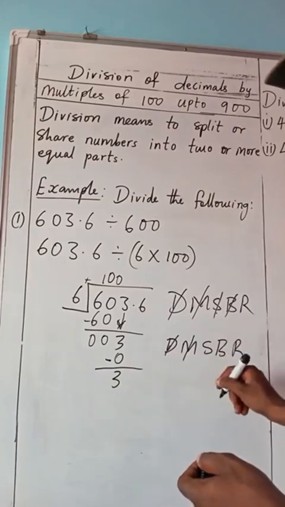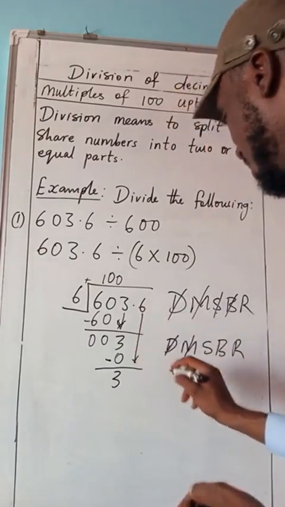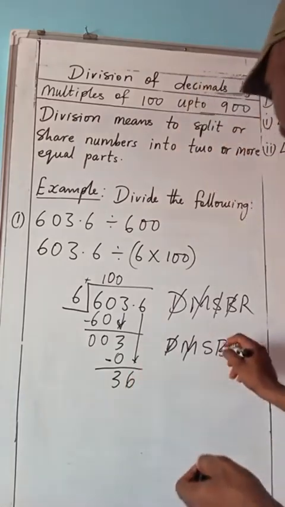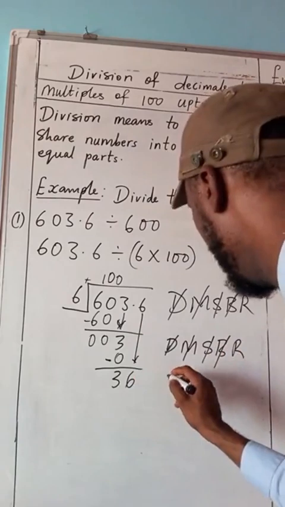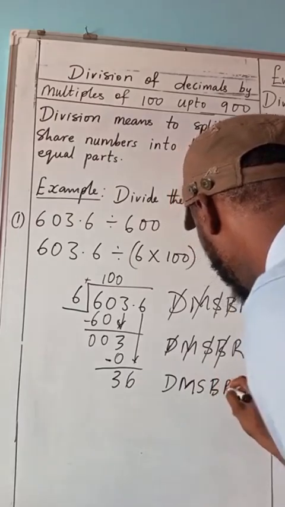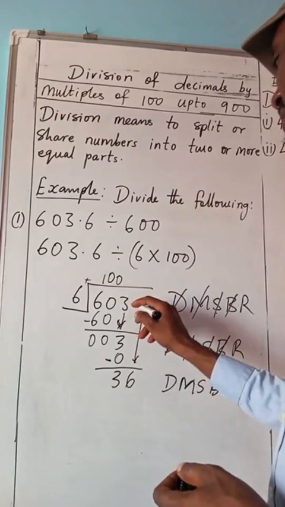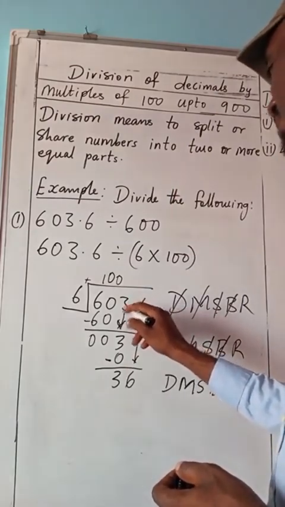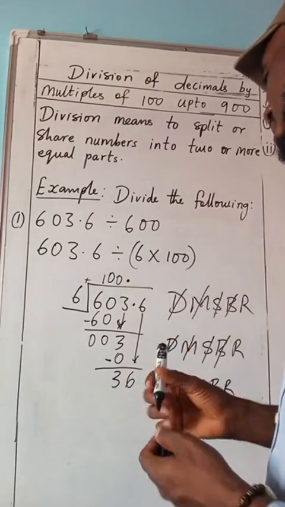You've subtracted. The next in line is to bring down. You bring down your 6. You've brought down. Then the next one is repeat the process. You write the DMSBR. But before that, there is a point here. Before we get after 3, dividing 3, there is a point here. You put your point. Please do not forget.